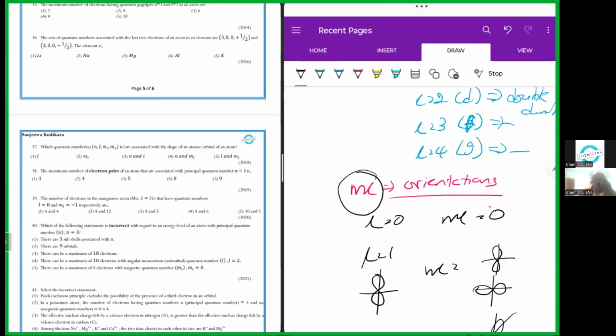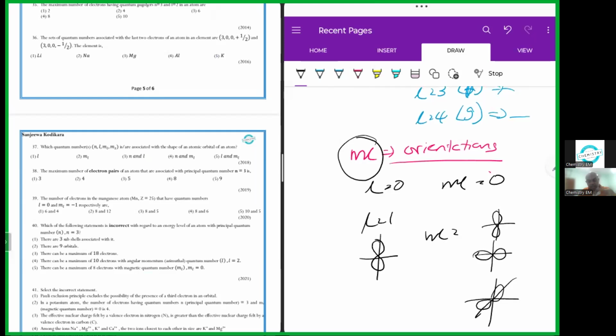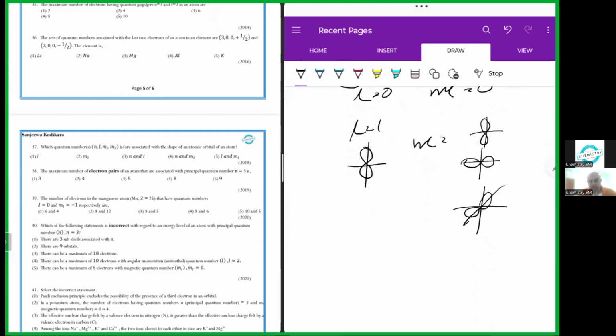No. Just by looking at ML, you can't talk about the shape, right? Why is that? Who can tell why just by looking at ML you can't talk about the shape? Just by looking at L, you can talk about the shape, right? Just by looking at ML, why can't you decide the shape? But with the combination of L and ML, yes, you can. That's why the fifth answer is correct, right? So why, just by looking at ML, can't you deduce the shape?